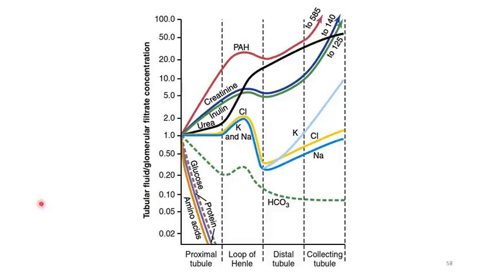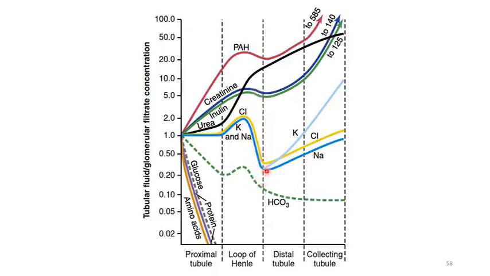Also, we can see that in the loop of Henle, in the descending limb, because only water is reabsorbed, the concentration of solutes is increased. For all substances, they are more concentrated. But in the thick ascending limb of the loop of Henle, because of the reabsorption of solutes, the tubular fluid is diluted in this part, and you see that the concentration of solutes is decreased to some level.